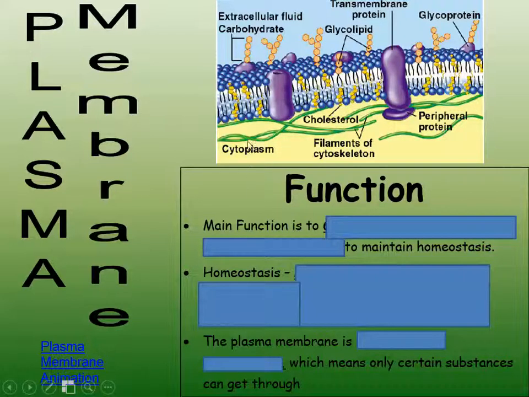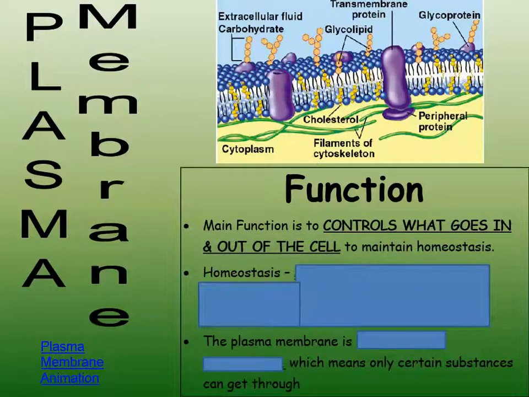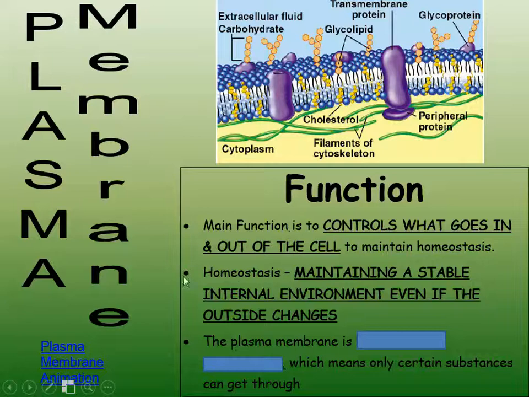Function. What's the function of the cell membrane? As you should remember, the main function is to control what goes in or out of the cell in order to maintain homeostasis. The cell wants to keep whatever it has going on inside at certain levels. So the cell membrane is going to regulate stuff coming in or going out based on what the cell needs. Homeostasis, we should remember, is maintaining a stable internal environment even if the outside changes, right? So if I take a cell out of the water and put it on dry land, we want that cell membrane to contain the water that's inside the cell. We don't want it to just all rush out, if at all possible.